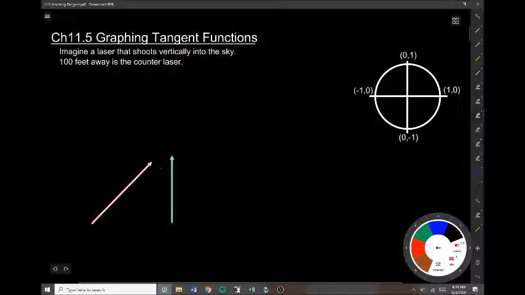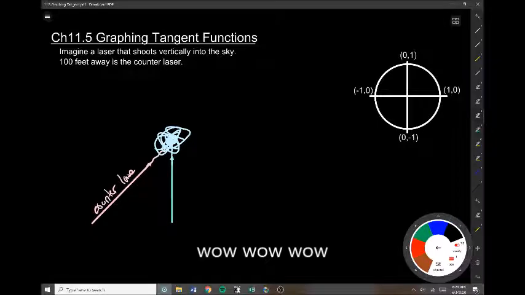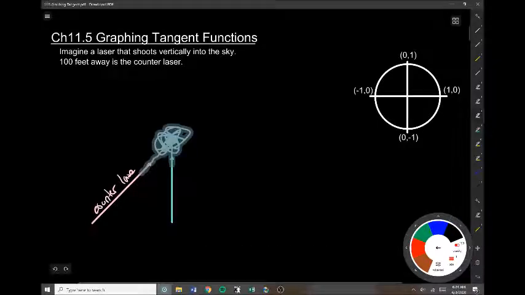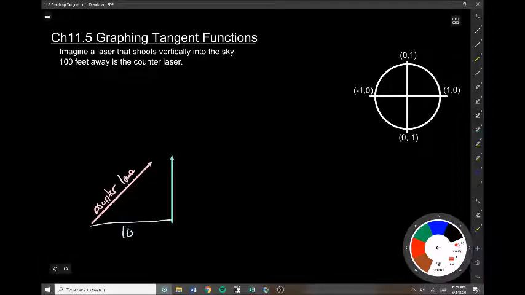What we're going to do is establish a counter laser 100 feet away. If the counter laser hits the bad guy laser, they cancel each other and make a really cool explosion of some sort, I'm sure. And this counter laser is going to be set up 100 feet away and pointed in the same direction. So this distance right here is 100 feet.